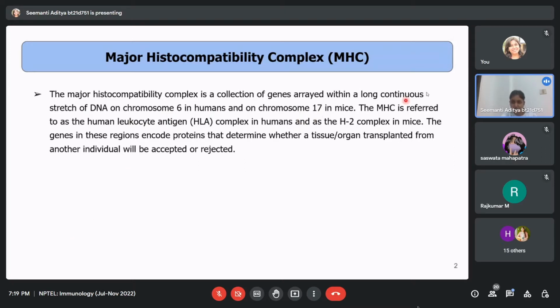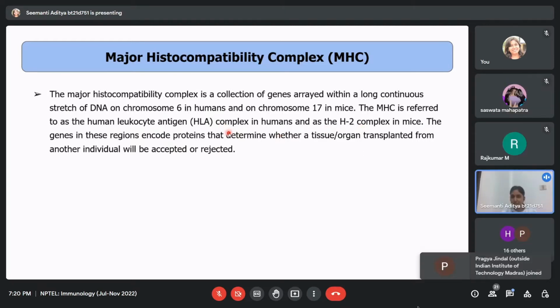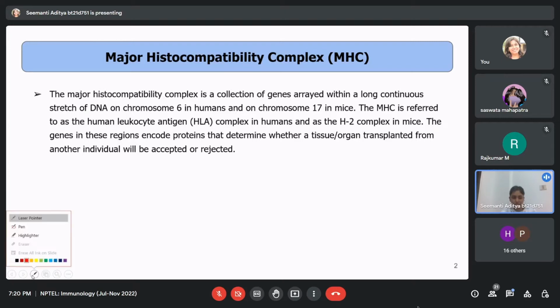So MHC is referred to as HLA complex or human leukocyte antigen complex in humans, and as the H2 complex in mice. So MHC is the region that is actually responsible for determining whether or not any tissue or organ that you are receiving during transplantation from another individual will be accepted or rejected. So we often hear the term rejection of organs, or that your body is rejecting any blood or any organ, kidney transplantation or liver transplantation. So why is that happening? That is happening because of the MHC complex.